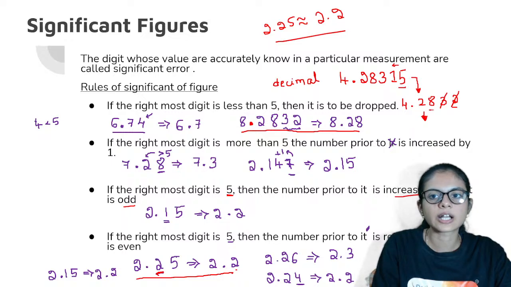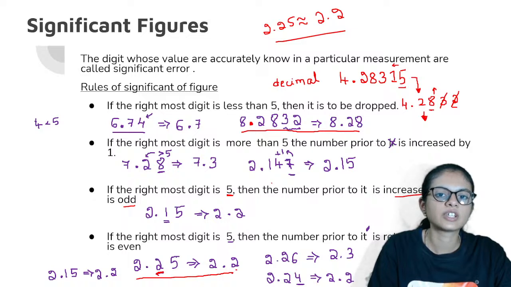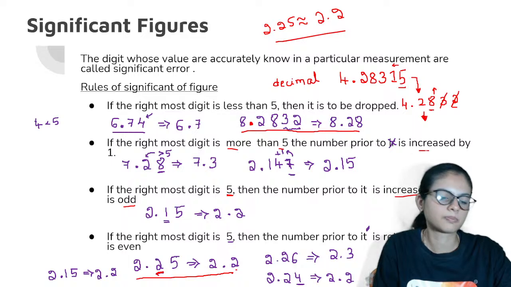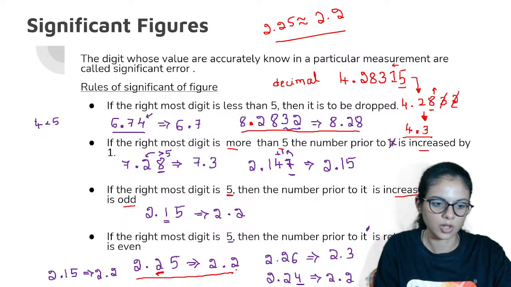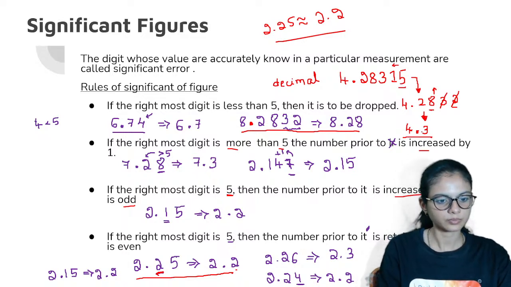Yes. So now the rightmost digit is more than 5, and we know that if the rightmost digit is more than 5, then increase the prior number by 1. So finally the answer will be 4.3. Okay, so this is the answer. I have converted this many-digit number into just a 2 digit, or 1 digit, number, you can call it. Clear?